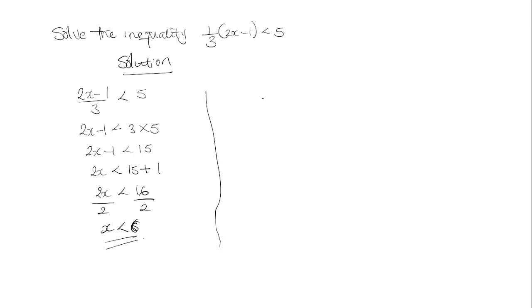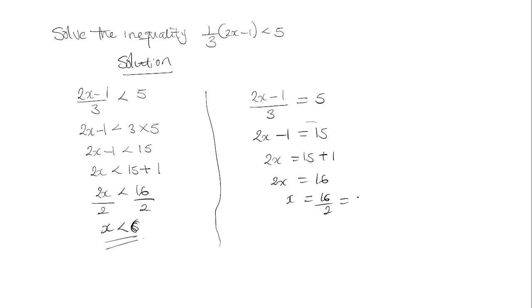Let's quickly do it when we have it to be equal to. Assuming we had equal to here, we'll be having this equal to 5. When we cross multiply, you also have 2x - 1 = 3 times 5, which gives us 15. So here you have 2x = 15. When minus 1 crosses over to the other side, it turns to plus 1. So we're having 2x = 16, x = 16 over 2, which is equal to 8.